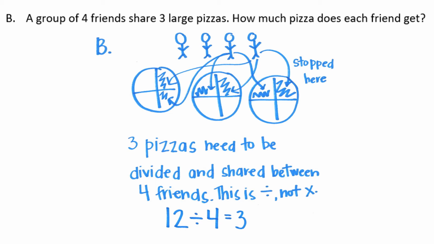If you look at my number sentence, it says 12 divided by 4 equals 3. The 12 represents the number of pieces of pizza. The 4 is the friends, and the 3 is how many each friend got. Because answer choice B is a division problem and not a multiplication problem, it cannot be our correct answer.